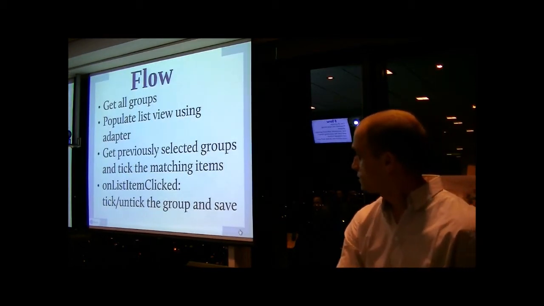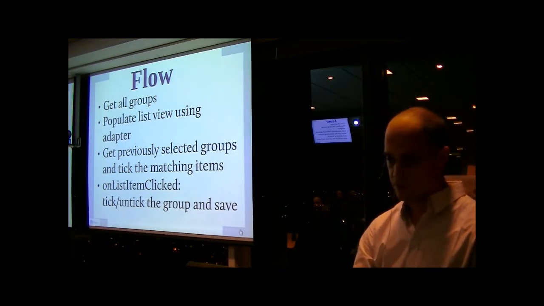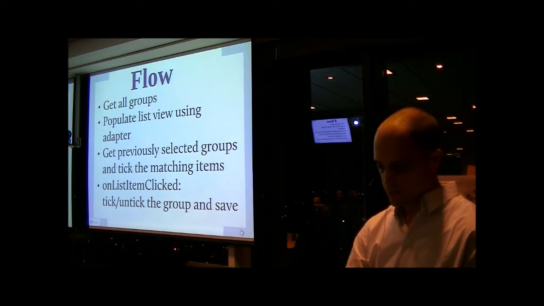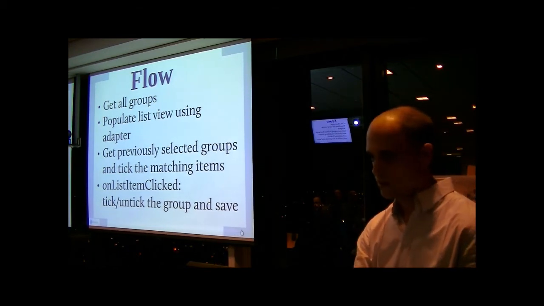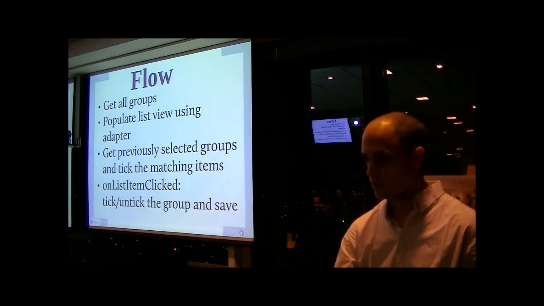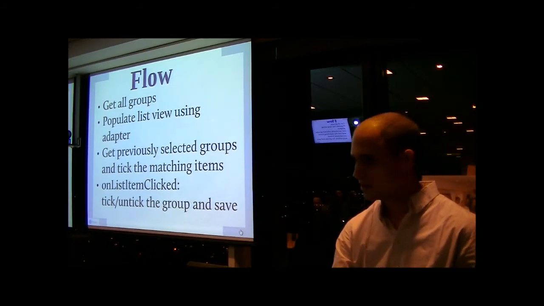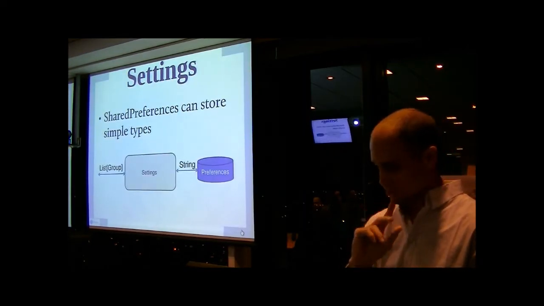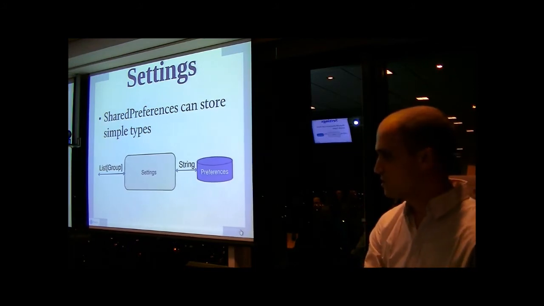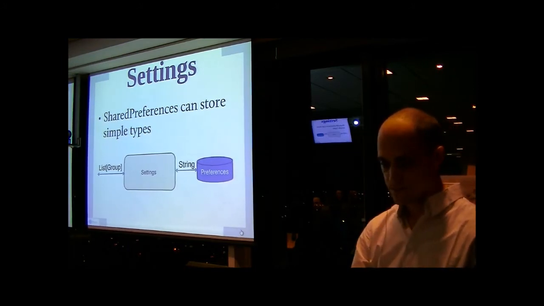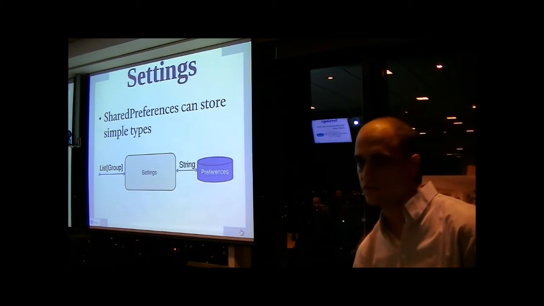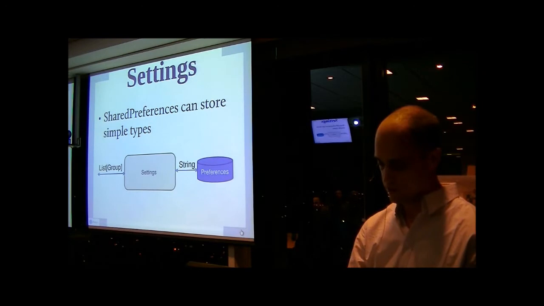And the flow is we get our groups, we populate the list view using the adapter, we read the previously selected groups from the preferences store and tick those that match. And when the user clicks on an item, we tick or untick the item and save the preferences. To do that, we use the settings class, which is a utility class, because the preferences store can only store simple types, and we want to store a list of groups. So the settings class converts a list of groups into a string representation, and vice versa.